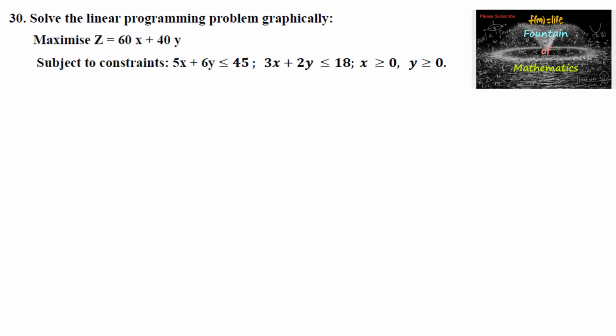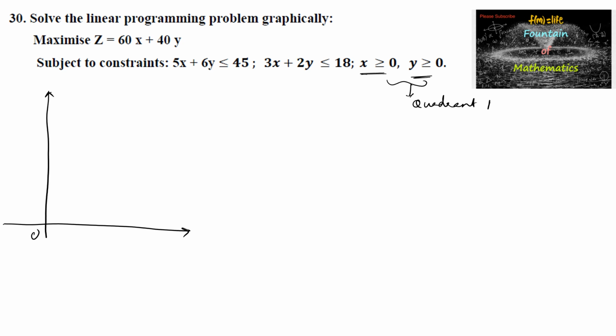Solve the linear programming problem graphically. Maximize z is equal to 60x plus 40y subject to the constraints 5x plus 6y is less than or equal to 45, 3x plus 2y less than or equal to 18, and x is greater than or equal to 0 and y is greater than or equal to 0. So let us consider the graph first. Since x is greater than or equal to 0, y greater than or equal to 0, the graph must be in the quadrant 1.